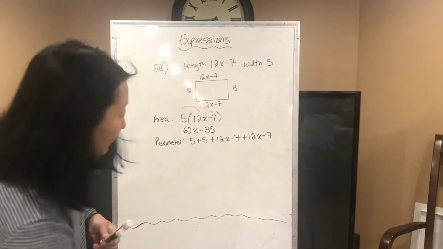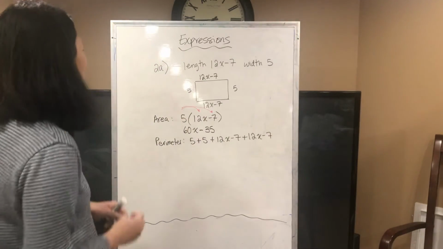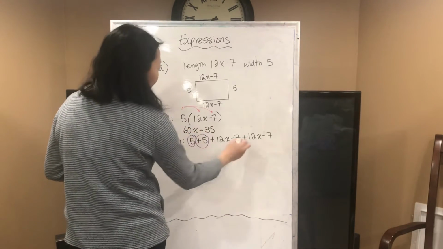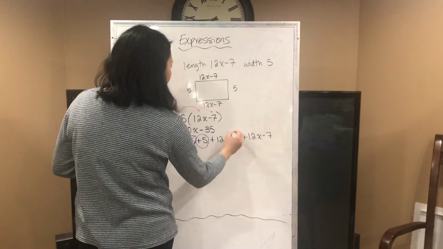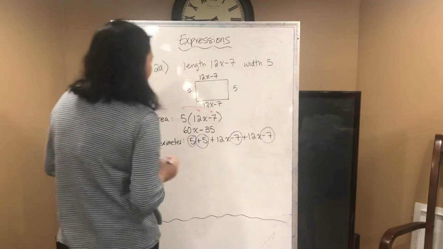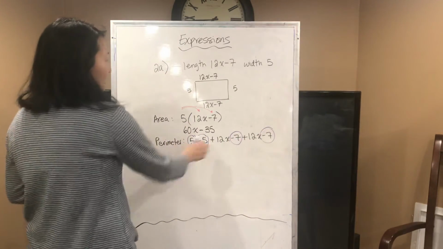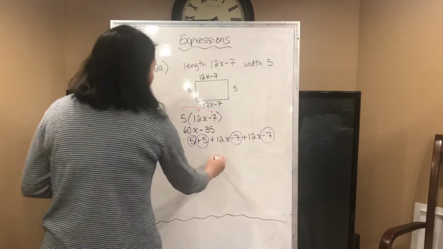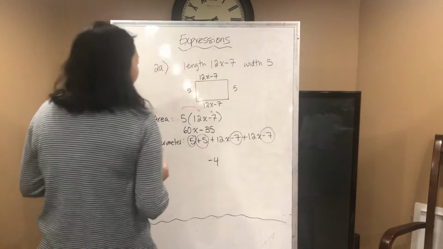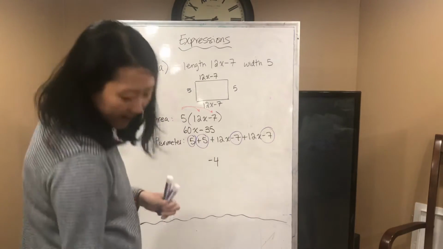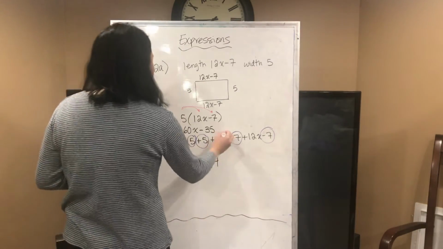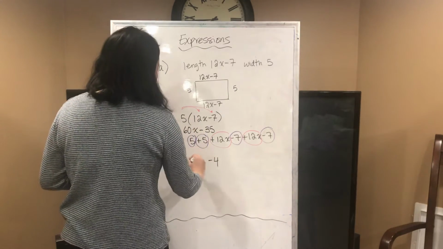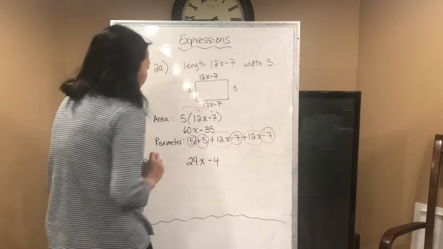And then I can combine my like terms, right? So I have 5, positive 5, I have negative 7 and negative 7. So 5 plus 5 is 10, minus 7 is 3, minus 7 is going to give me negative 4. And then I have 12x and 12x. So that would give me 24x. So it would be 24x minus 4.